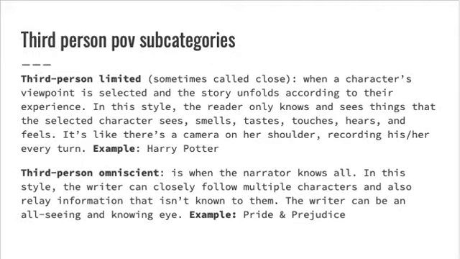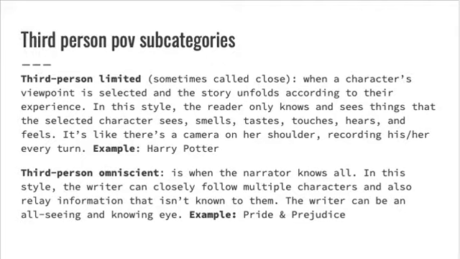In this style, the reader only knows and sees things that the selected character sees, smells, tastes, touches, hears, and feels. It's like there's a camera on their shoulder, recording his or her every turn. Example, Harry Potter. Third-person omniscient is when the narrator knows all.